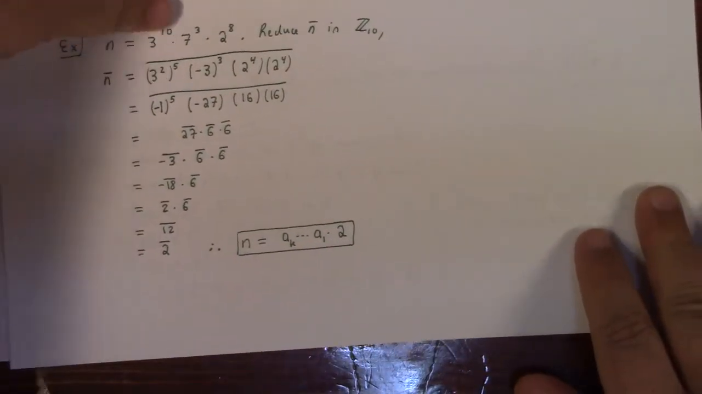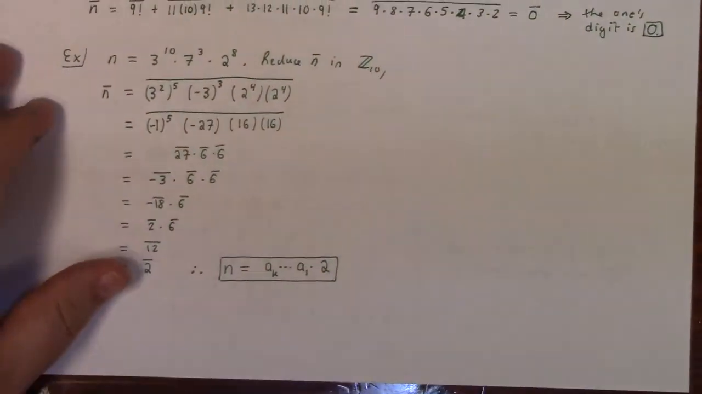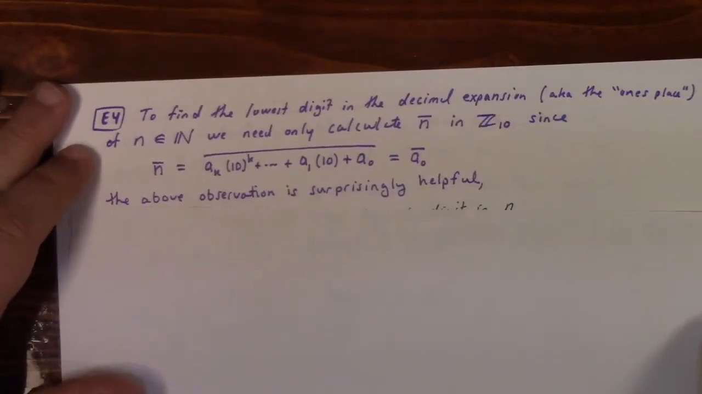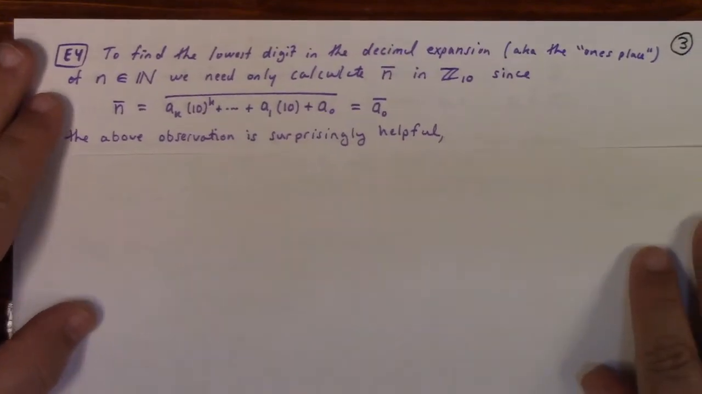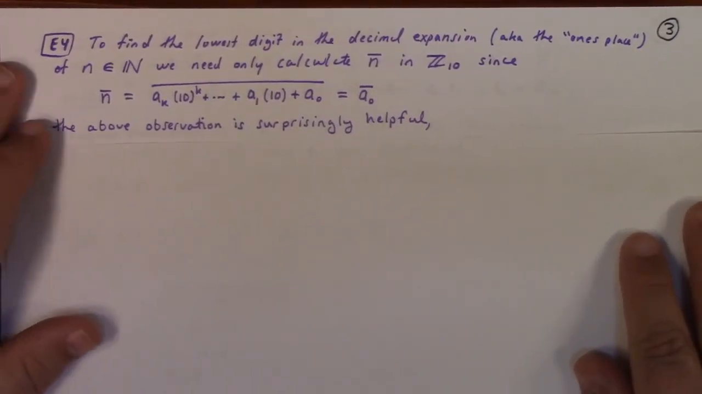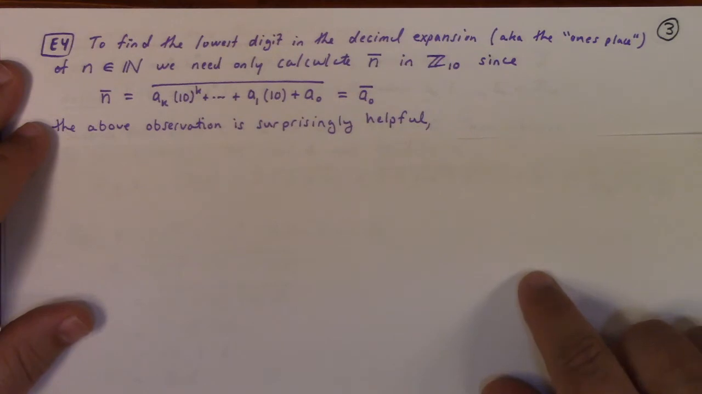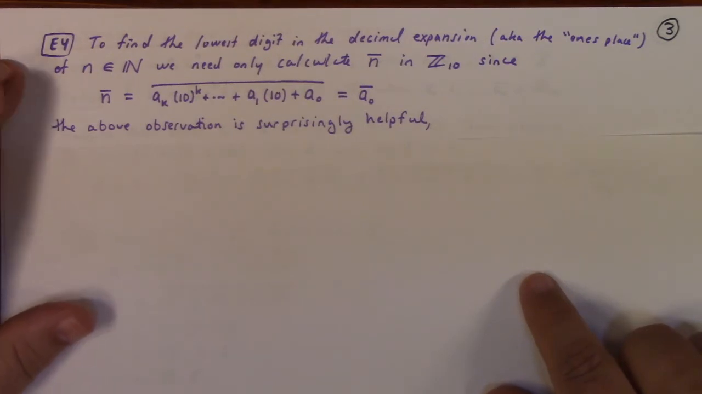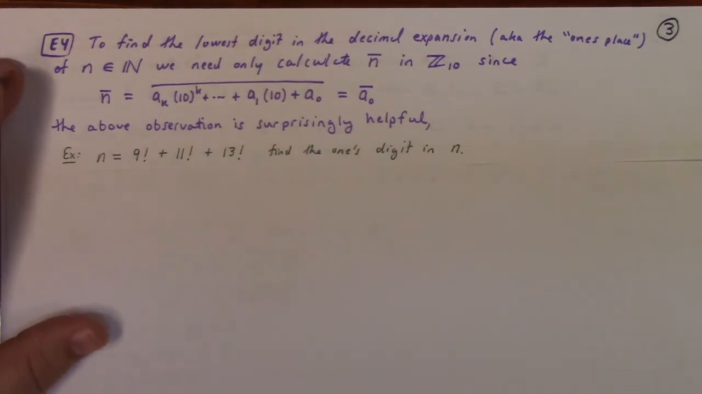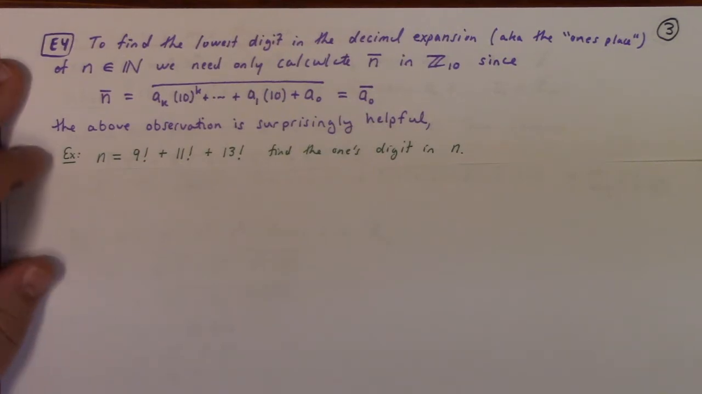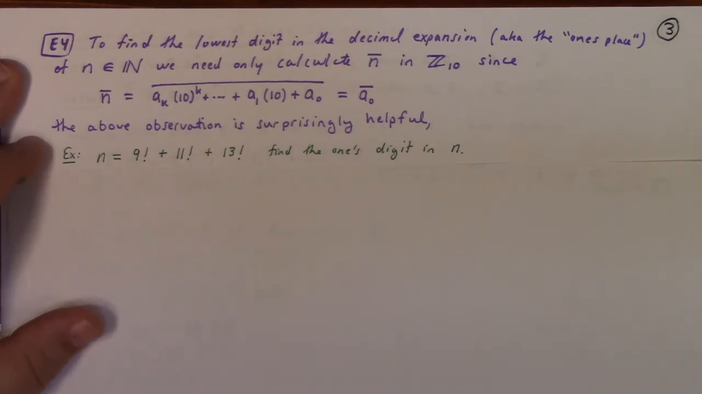To find the lowest digit in the decimal expansion, what can we say? To find the lowest digit in the decimal expansion, aka the ones place, we need only calculate n bar in Z10, right? Because the ones place, if we reduce mod 10, is all that's left. And so let's apply it. Let's find the ones digit in n, which is equal to 9 factorial plus 11 factorial plus 13 factorial.